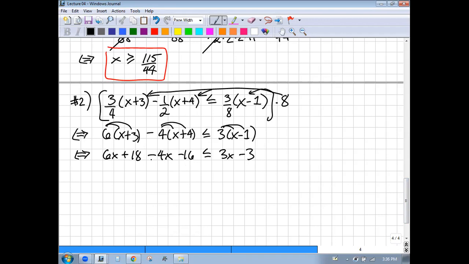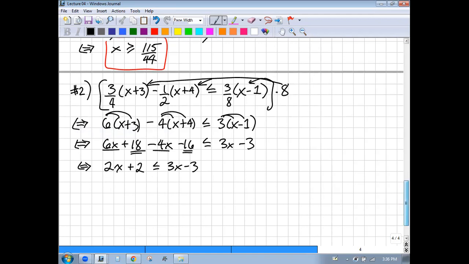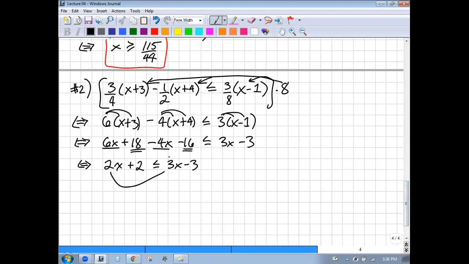All right, now we have x's in 3 different locations. Let's combine these like terms. 6x minus 4x is 2x. Oh, and we can combine these as well. 18 minus 16 is 2. All right, so we have x's in 2 spots. Let's get them all to the left-hand side.